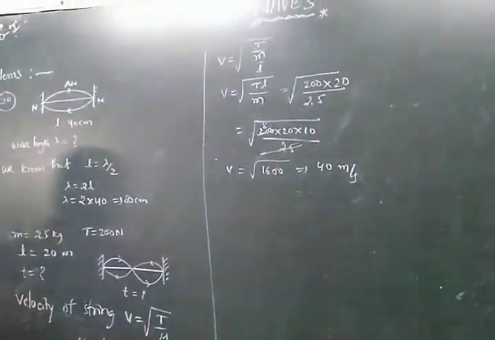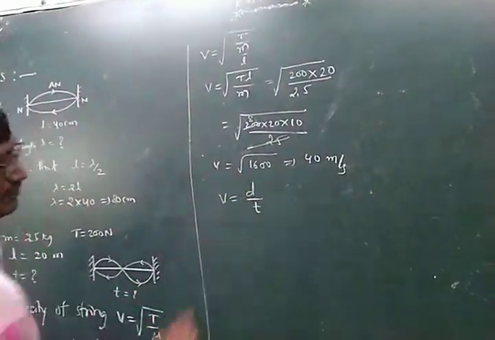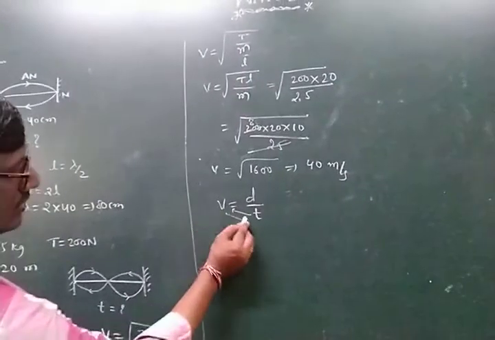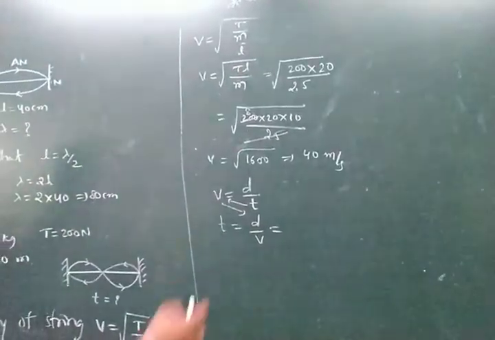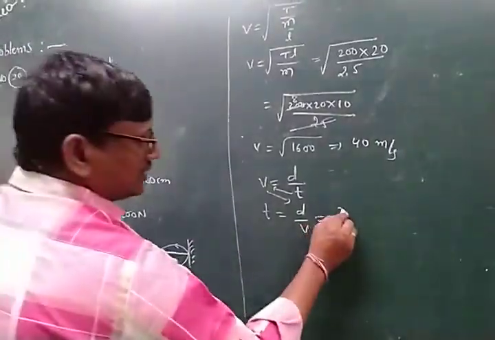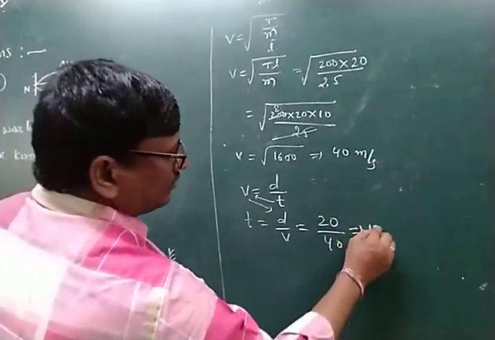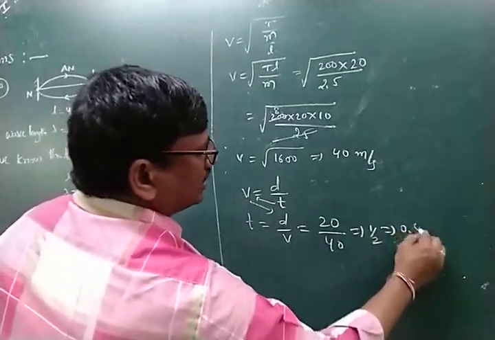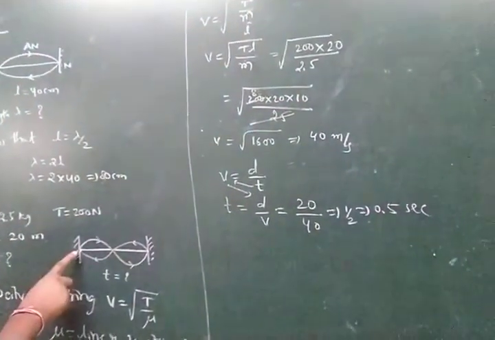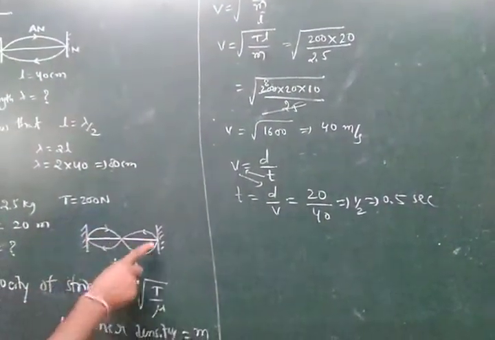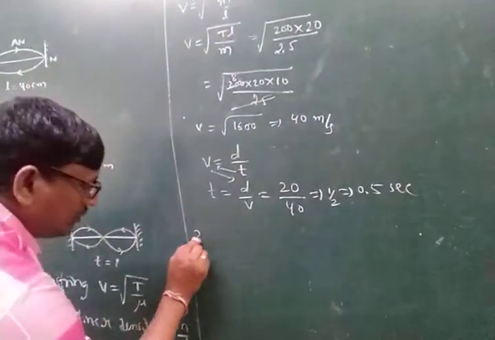Then we can find the time. We know the formula: velocity is equal to distance by time. Taking the cross multiplication, time is equal to distance by velocity. The distance is given as 20, and the velocity is 40. That is equal to 1 by 2, that is 0.5 seconds. This is the time taken by the wave to reach from one end to the other end: 0.5 seconds. Let's see question 22.